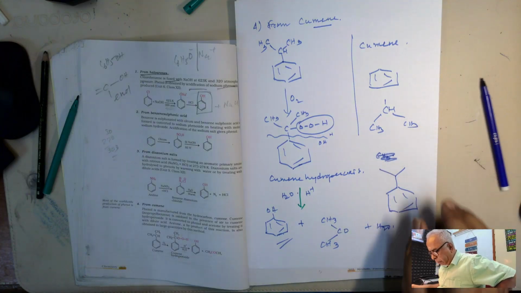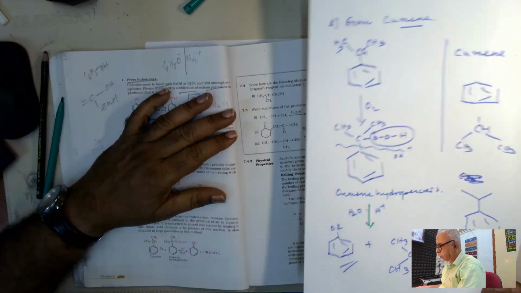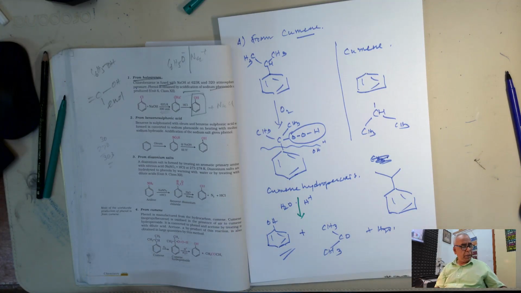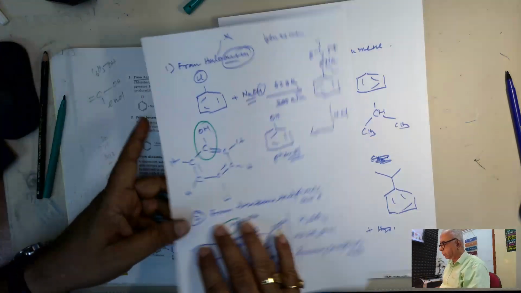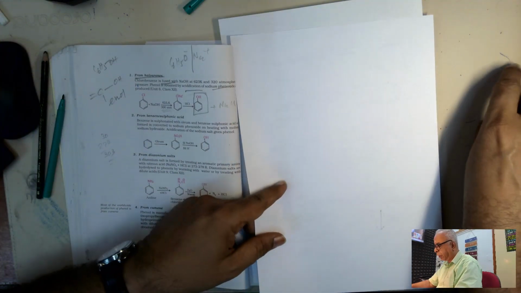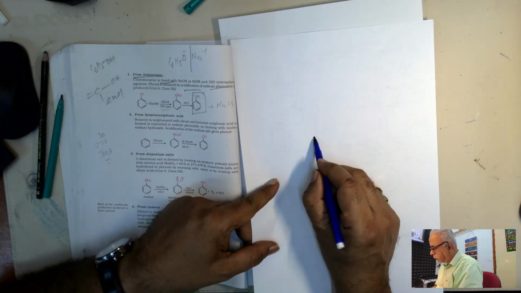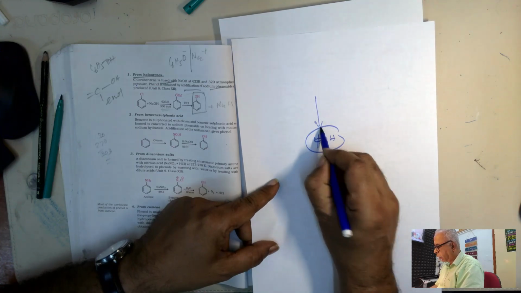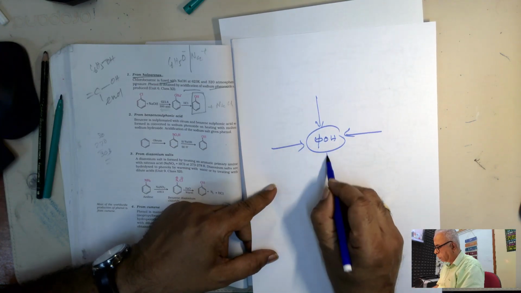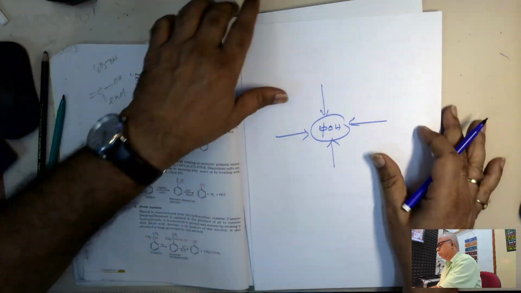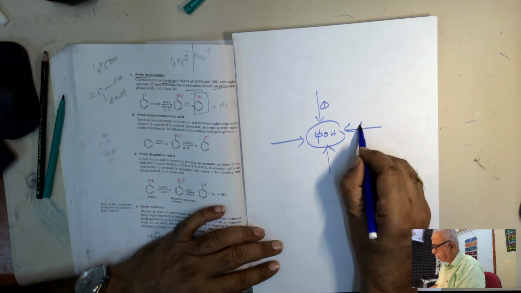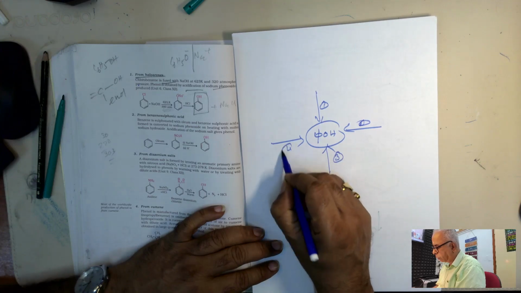So this is the main product, that is phenol. So what are the four methods of preparation of phenol? Phenol can be simply represented by the benzene ring with OH. Always put the clock diagram. So what is the first method, second method, third method, fourth method?